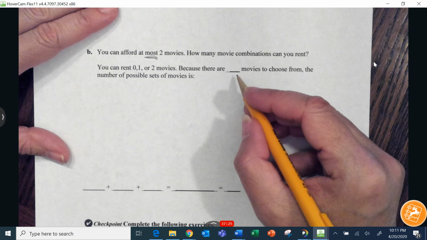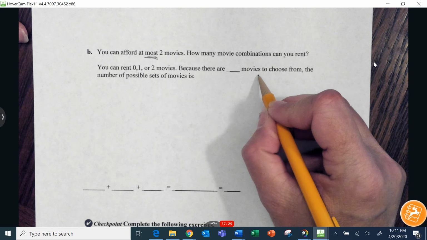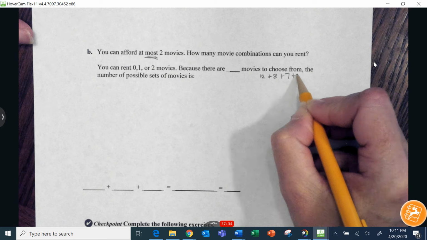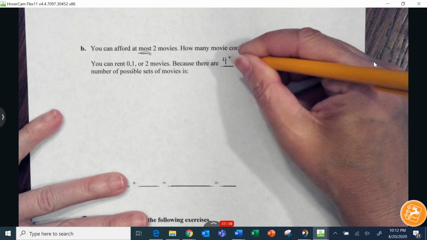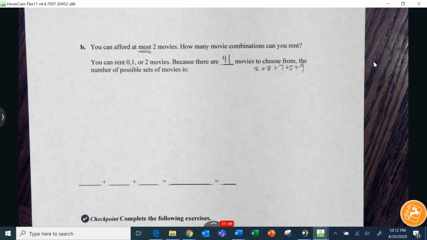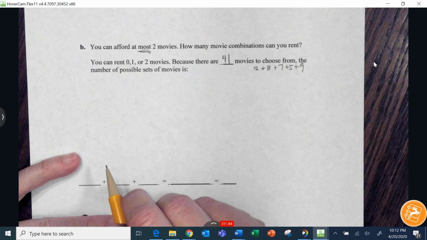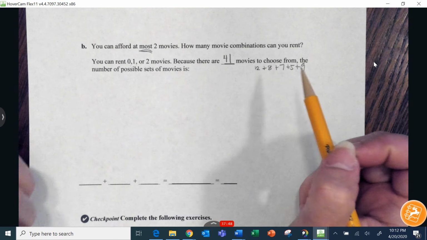Let's see. We had, sorry, I have to look back. We had 12 plus 8 plus 7 plus 5 plus 9. We add all of those up, and there's 41 total movies to choose from. You could rent 0, 1, or 2. So those are 3 different scenarios, 3 different combinations.